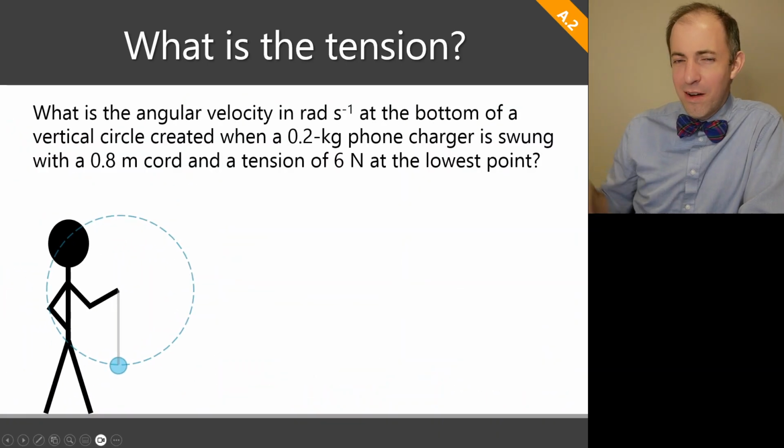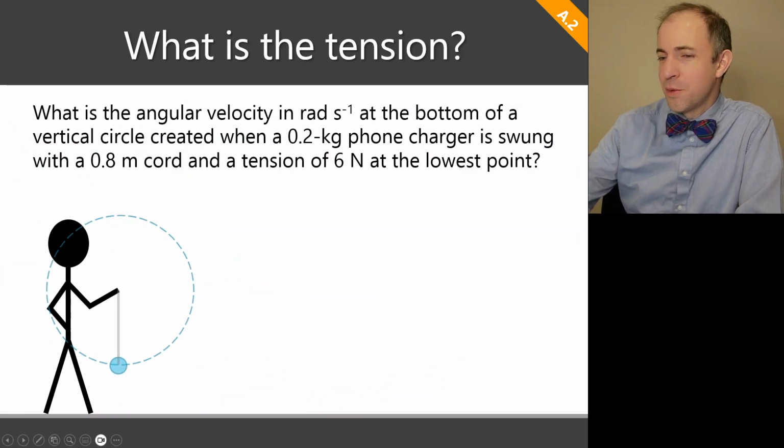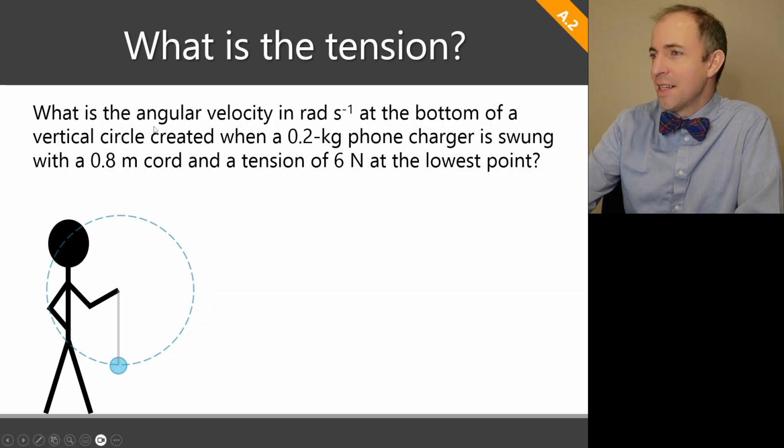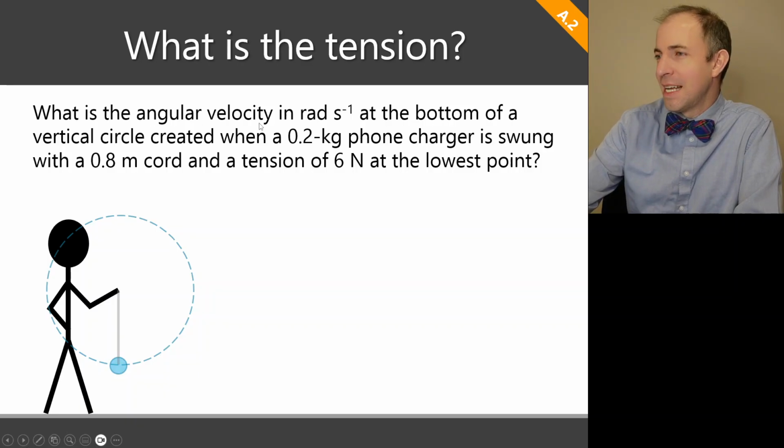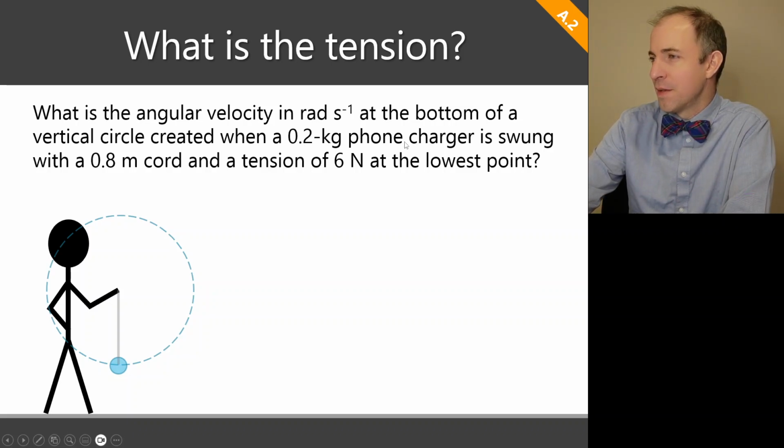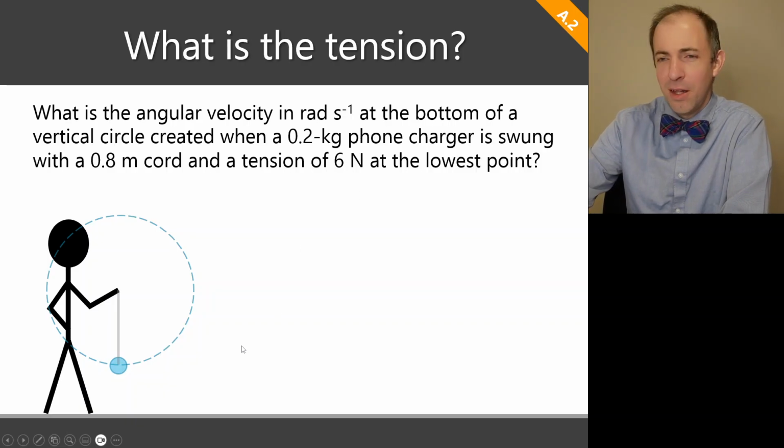All right, another scenario for this vertical swinging around a circle. You're trying to find an angular velocity in radians per second at the bottom of a vertical circle created when a 0.2 kilogram cell phone charger is swung with a 0.8 meter cord and a tension of 6 newtons at the lowest point. Great place to start is draw a picture.